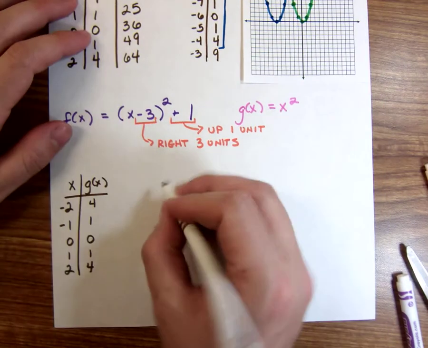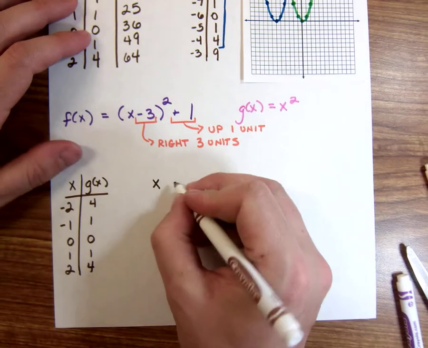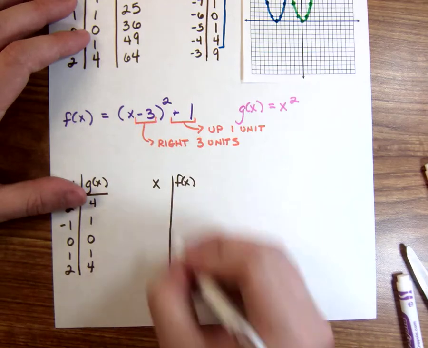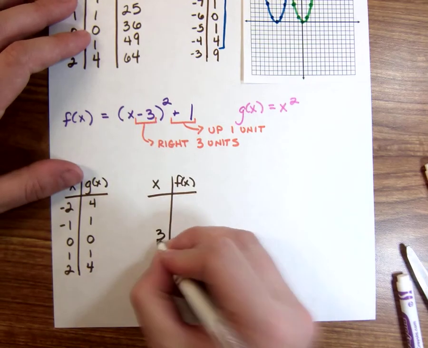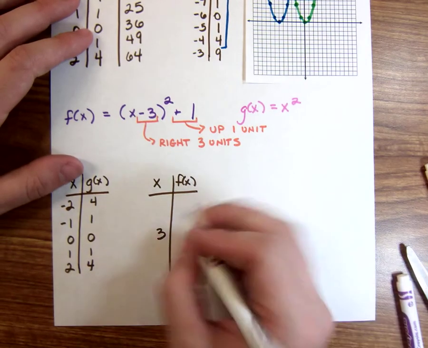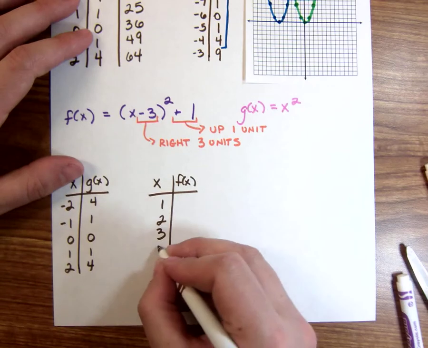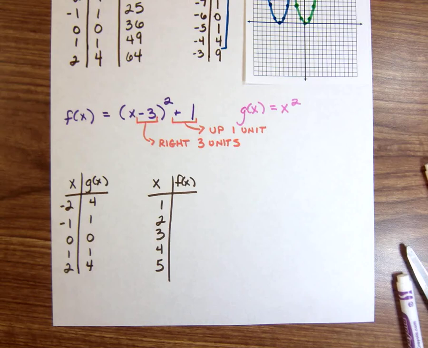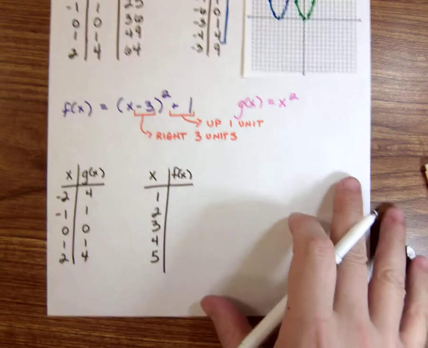So when I make my table to graph this new one, 3 is going to be the point in the middle. That's where it turns around. And then I'll just go up 2 and down 2. I mean, up on the table, down on the table, not bigger and smaller.